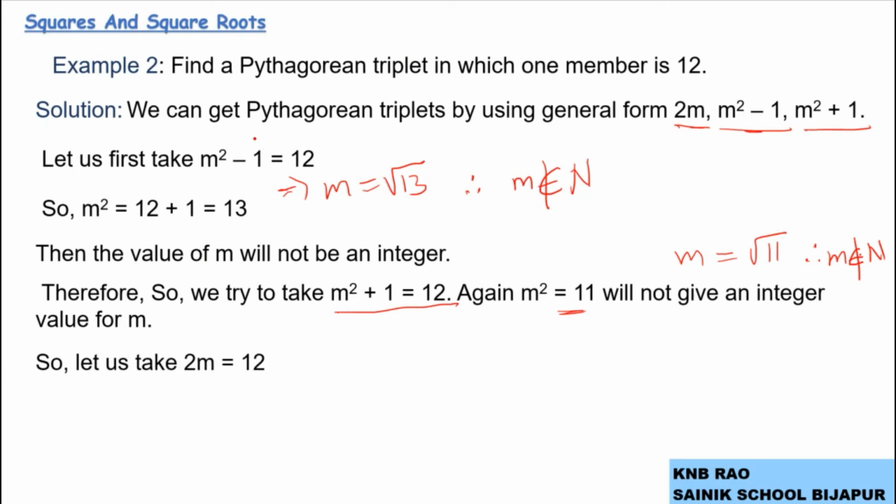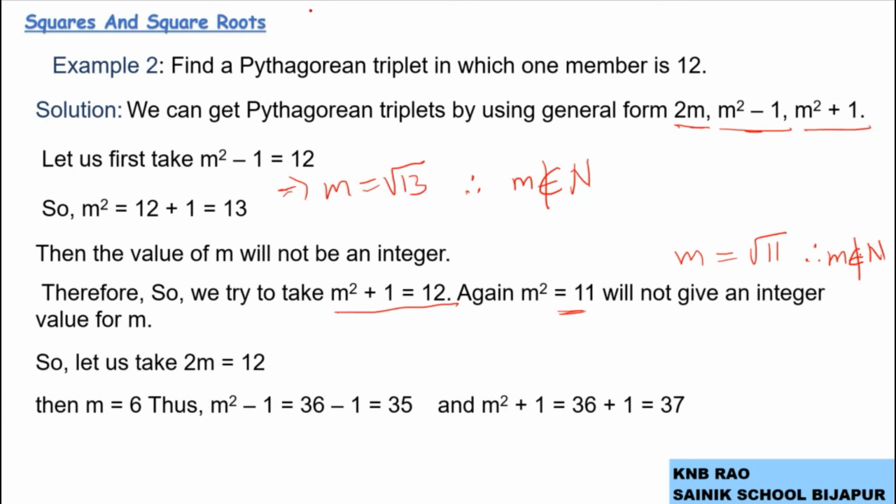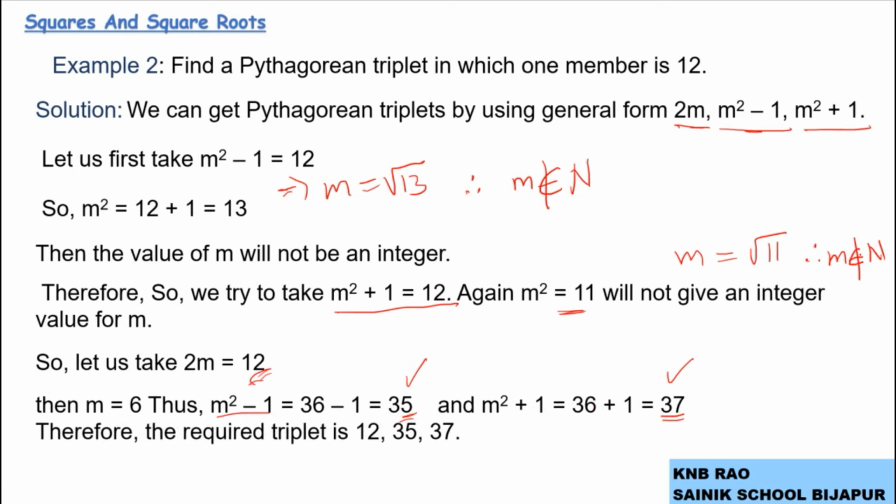Now when I equate 2m to 12, then m equals 6. When m is equal to 6, then m square minus 1 will give 36 minus 1, which is 35, and m square plus 1 gives 36 plus 1, which is 37. So which are the Pythagorean triplets? Now the Pythagorean triplets are 12, 35 and 37. So these are the Pythagorean triplets.